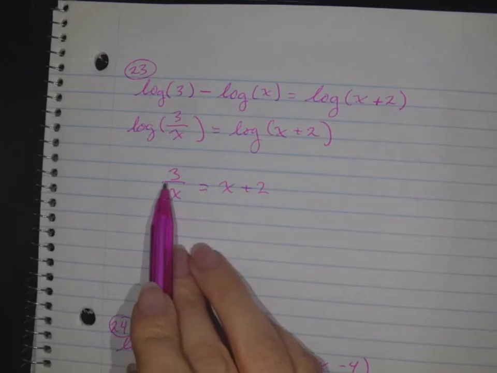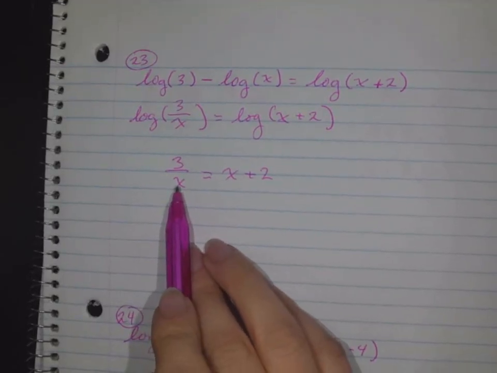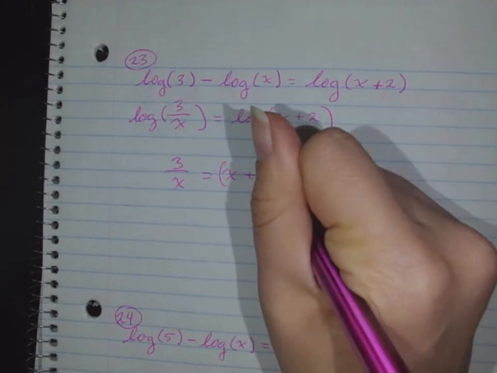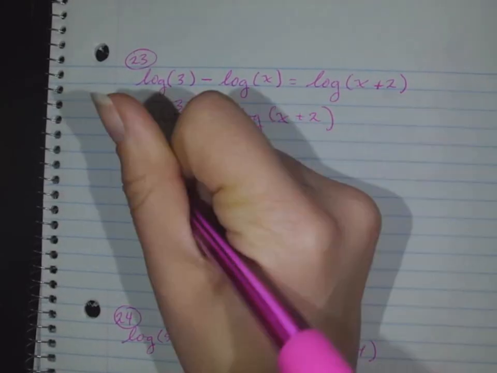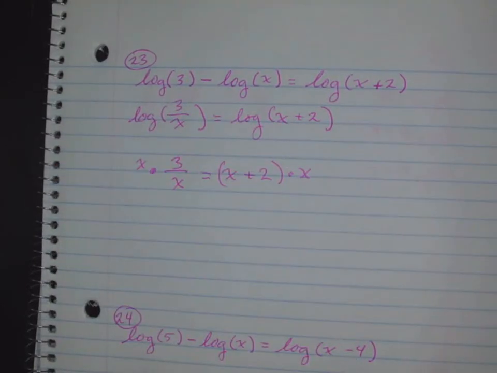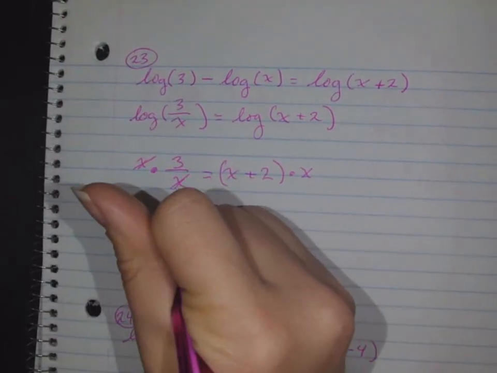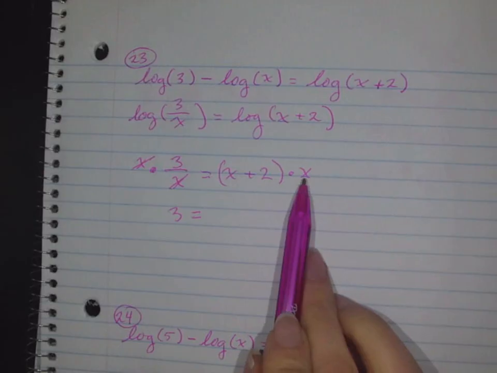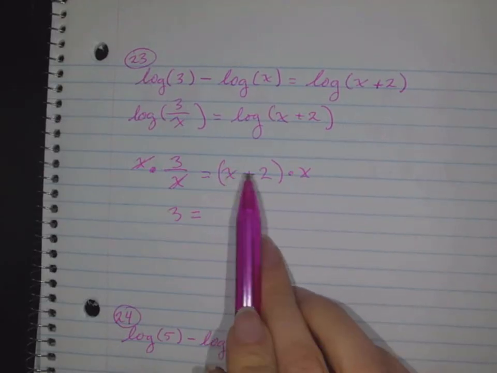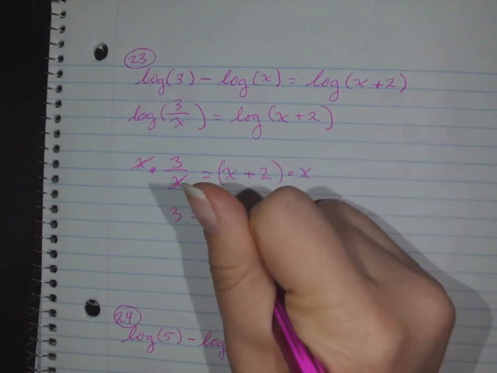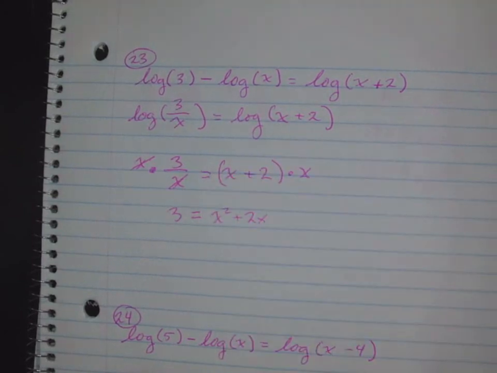Okay, now we're going to get x out of the denominator. So we are going to multiply both sides by x. So it's like we're going to take this guy, and he's going to be multiplied by x. So multiplying both sides by x, because then it'll cancel right there. So we have 3 is equal to, and now let's distribute this x. So we'll have x squared, and then plus 2x. Okay.